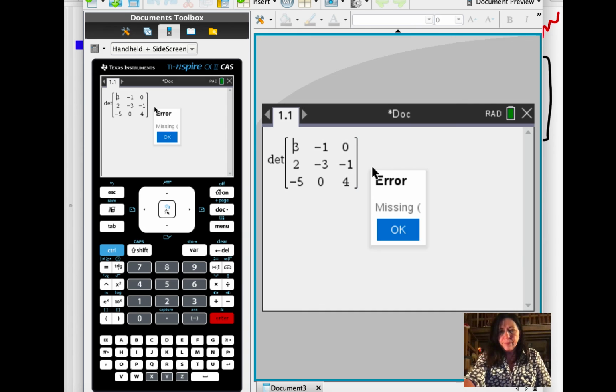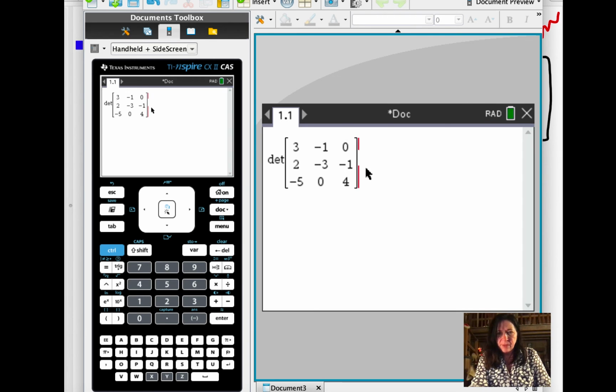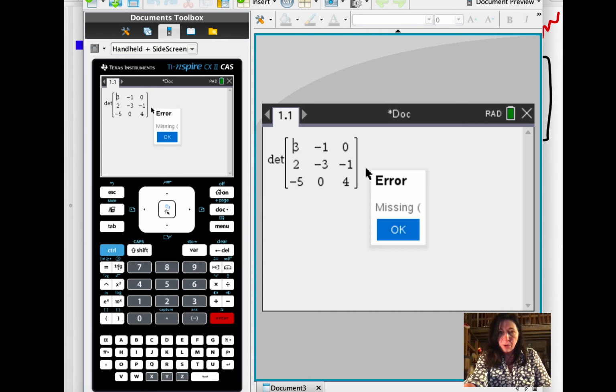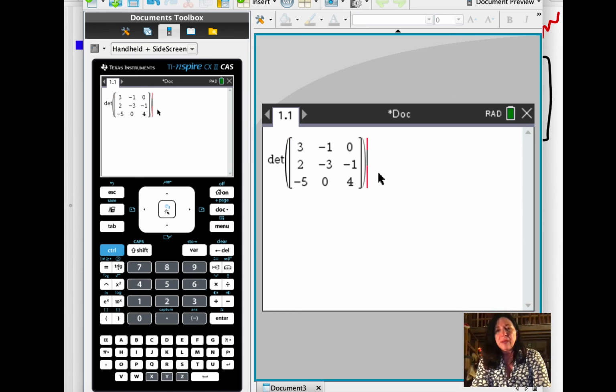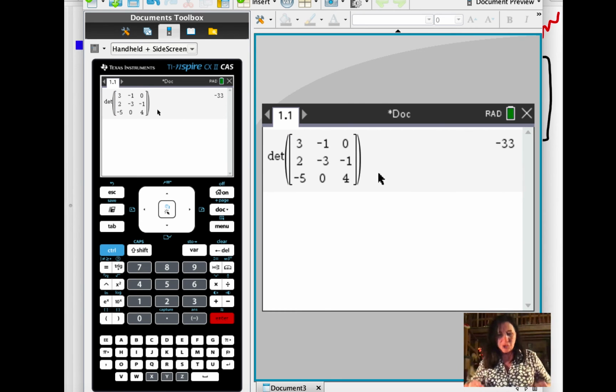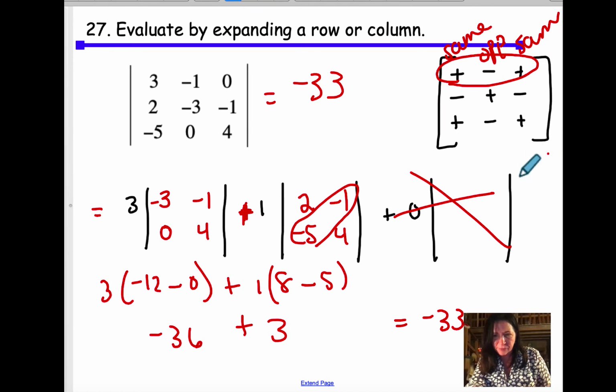All right. Uh-oh. What just happened? Didn't like something. I don't know. Error. Oh, I'm missing parentheses. Oh, it didn't like that. Okay. Let's see. Put in parentheses. Oh, there we go. Maybe I'll like that. Yes. Okay, so that's -33. Did I get a -33? I did get -33. That's good.